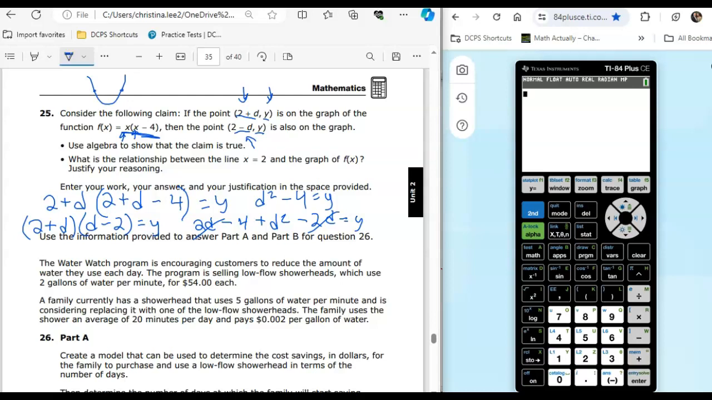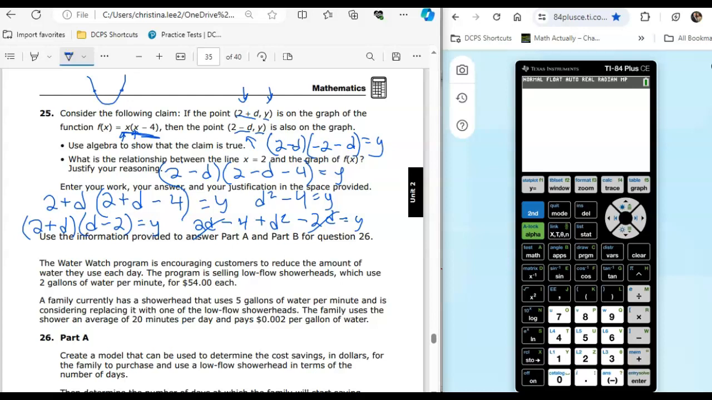So let's try that. If I plug in 2 minus d as x, we get 2 minus d times 2 minus d minus 4 equals y. I'm going to do the same thing I did below, and I'm going to simplify. So I'm going to write this as 2 minus d times, again, we're going to have 2 and negative 4, which is negative 2, so negative 2 minus d equals y. And then now I'm going to FOIL this to see what it looks like in standard form.